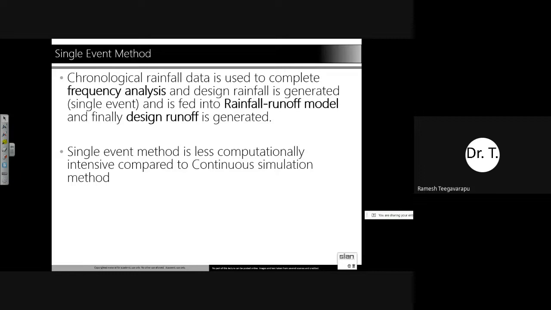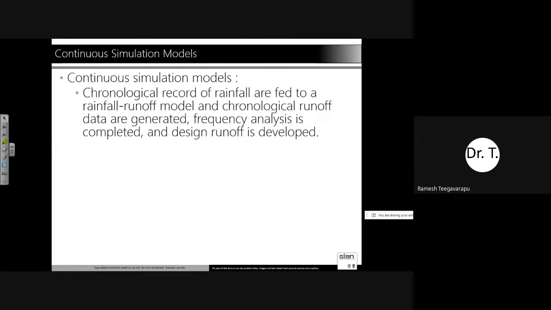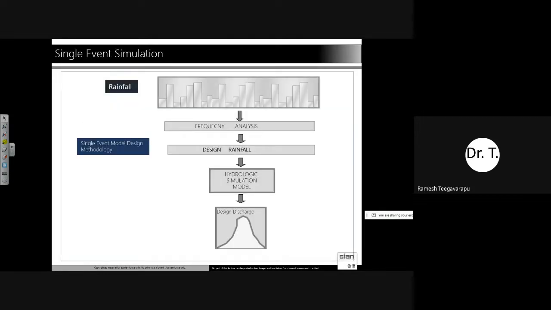So the single event method is pretty straightforward. I will go through the figures, that is much easier. So you start with the rainfall, you do the frequency analysis. Now the frequency analysis will contain a number of statistical steps. You take the extremes of a specific duration, whatever duration you are interested in, and then you look at the possible probability distribution functions that can be fitted. So you look at the gamma distribution or the generalized extreme value distribution or the Gumbel distribution, depending upon what type of distribution is appropriate for the rainfall for a specific duration.